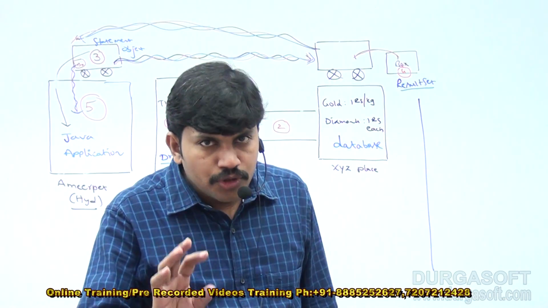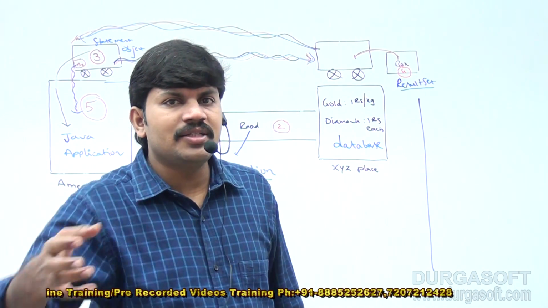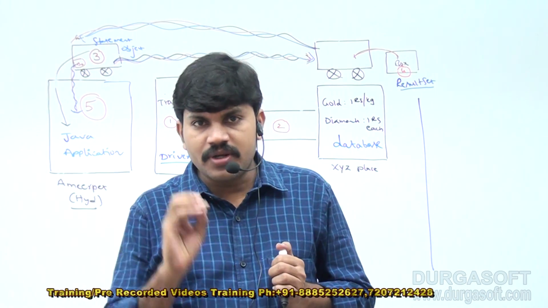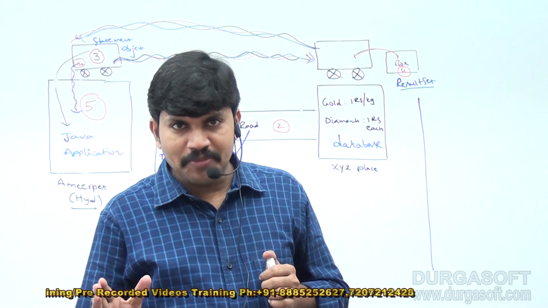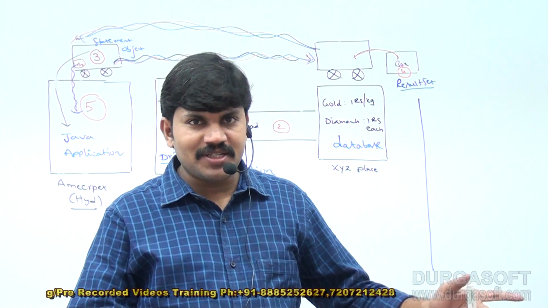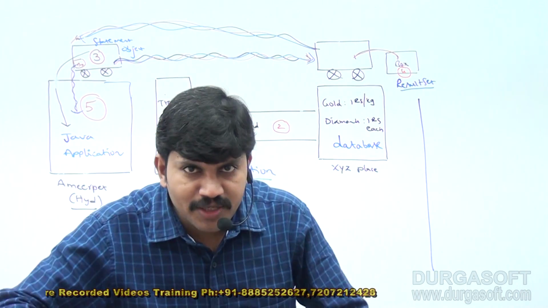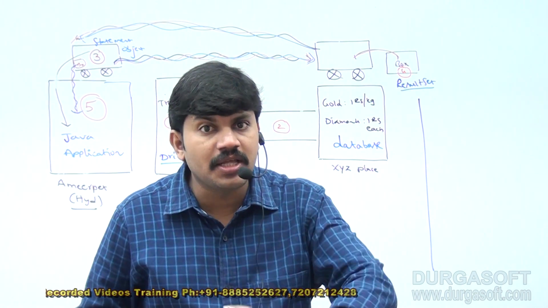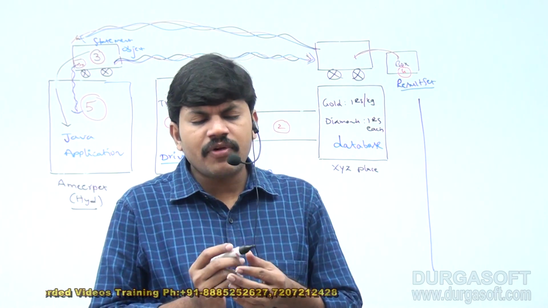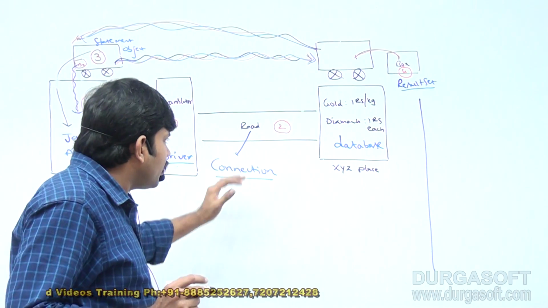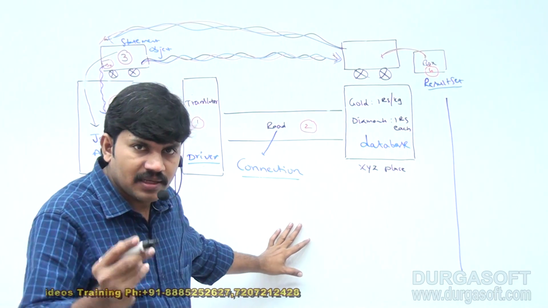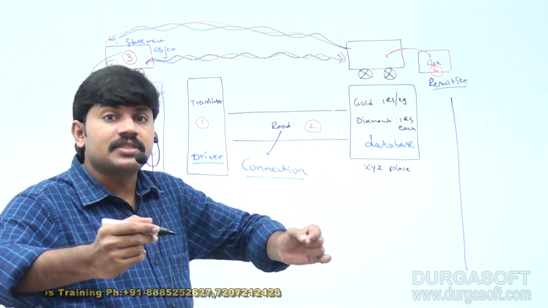Now you people just entered into JDBC world. Just observe. We started from Ameerpet, XYZ place, gold and diamonds. From that, slowly I'm introducing JDBC terminology. Whatever the JDBC words we used in this diagram or in this example, let me summarize.